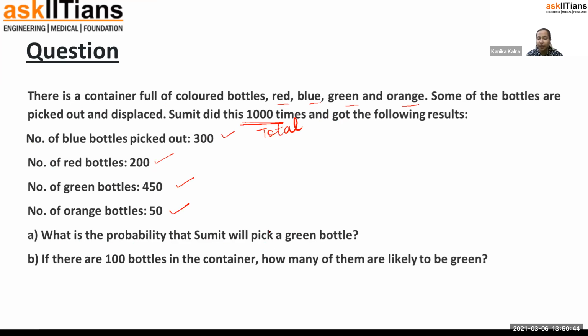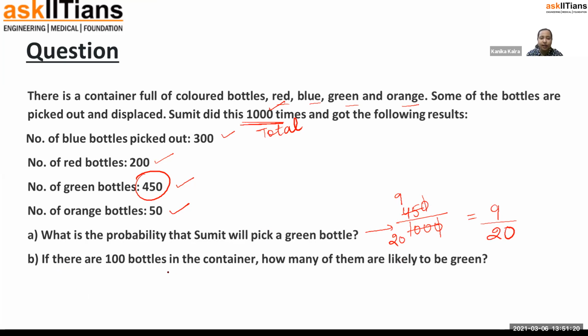So, as we discussed in the definition, it is favorable outcomes by total number of outcomes. So, favorable outcomes for green bottle is 450. So, this would be 450 over total, that's 1000. So you can cancel out zeros, 45 and 100 get cancelled by 5, you get 9 and you get 20. So probability comes out to be 9 over 20, which is less than 1 again.